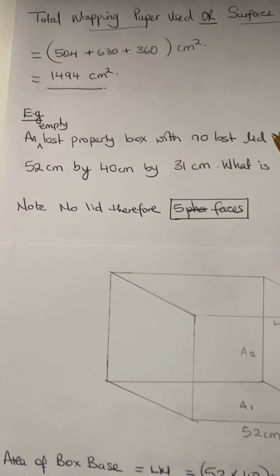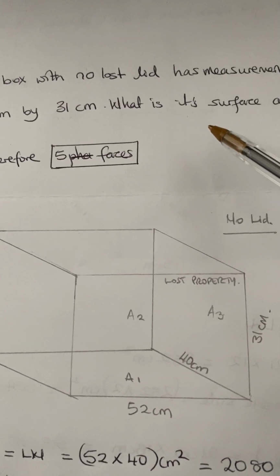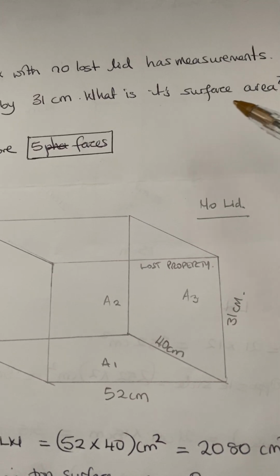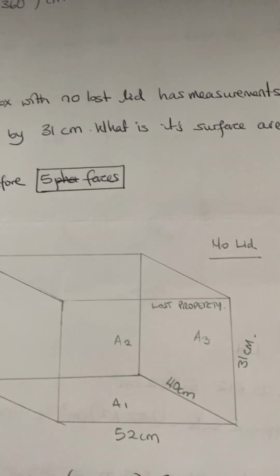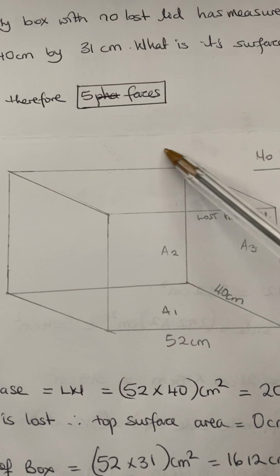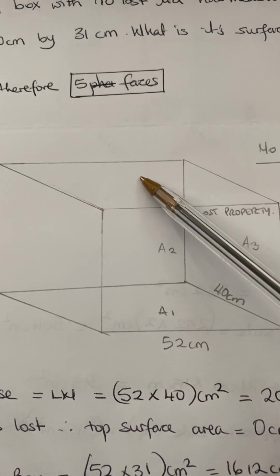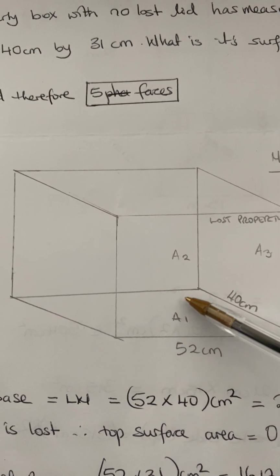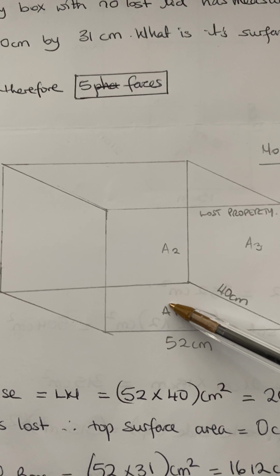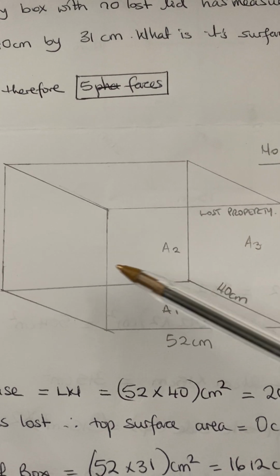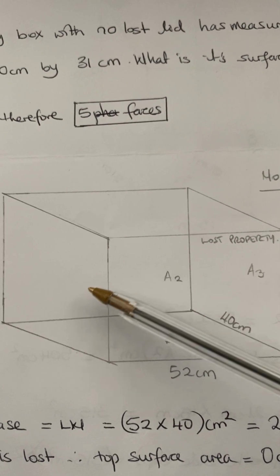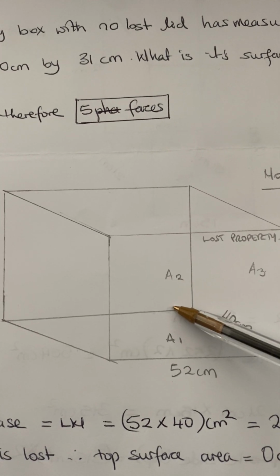There is no lid. So what does it mean here? The question says it has no lid, so find the surface area. Because there's no lid on the top, you can't find the area on the top. So you are going to find the area of the base, the area of the two sides, and then the other two sides as well.